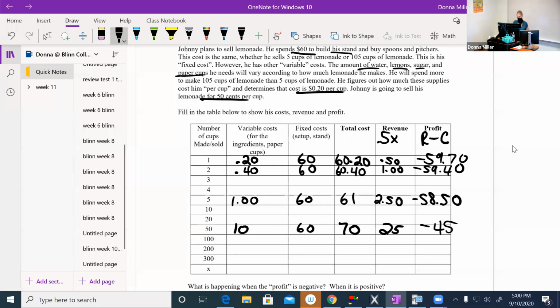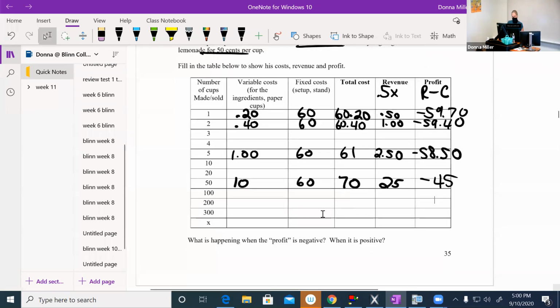All right, let's try 100. What's 100 times 0.2? It's 20, right? And fixed costs are still 60. So the total cost is 80. And if he sells 100, 100 times 0.5 is 50. So he's losing $30. He's still losing money even at 100.